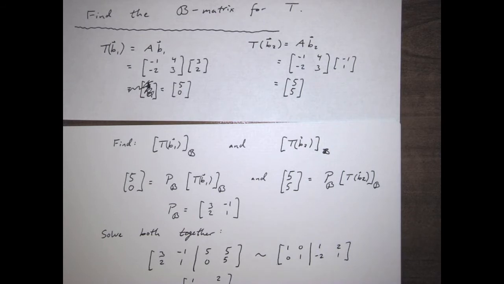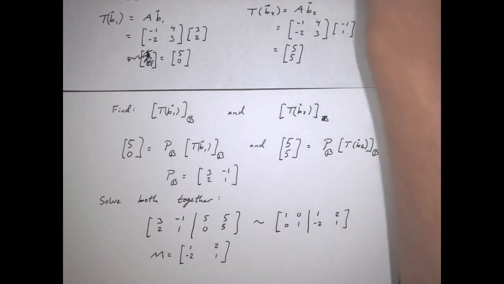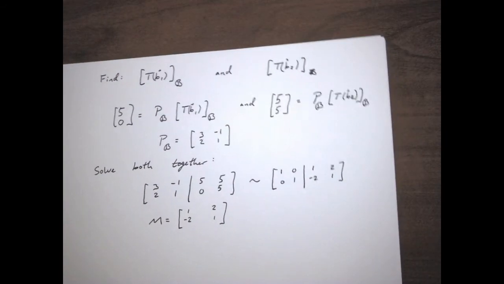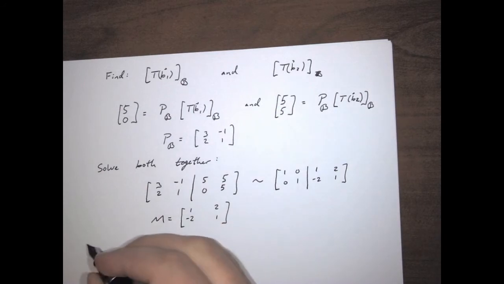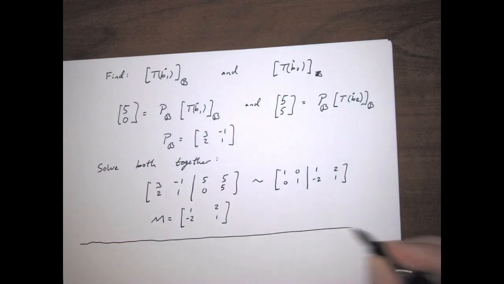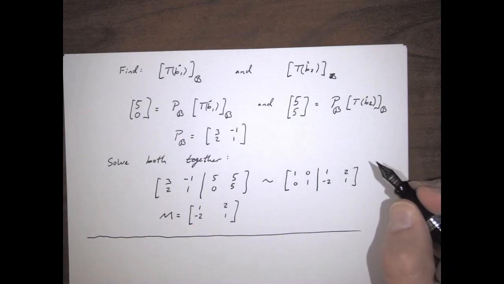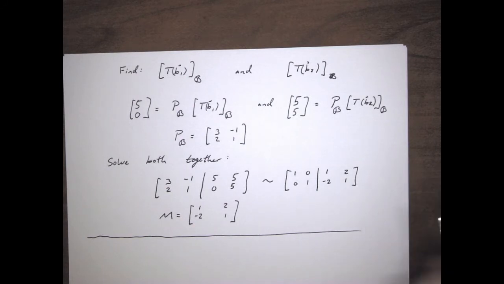And then the second column is going to be the 2, 1. Now notice something, the procedure that we used right there was in fact the exact same procedure as what we have done once before, and that was for finding a change of basis matrix.